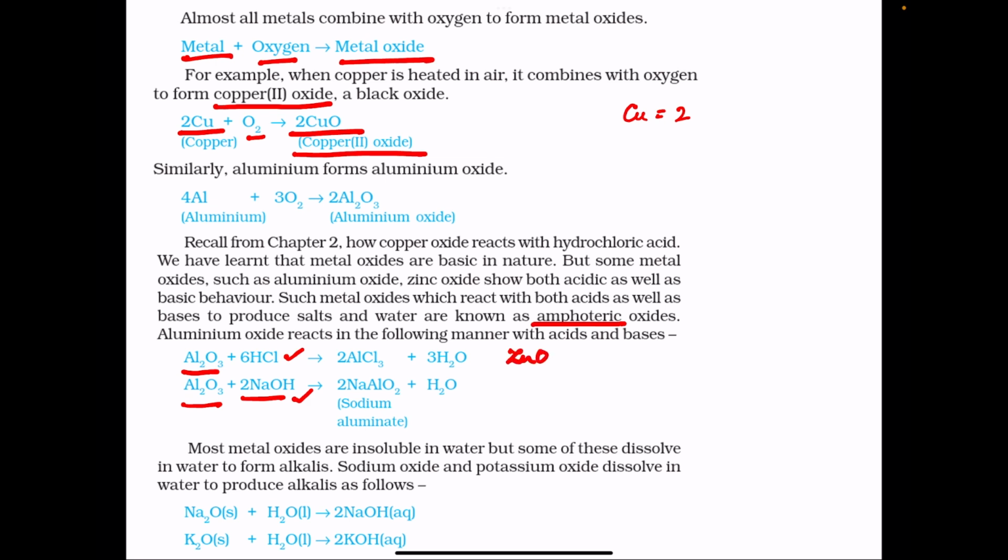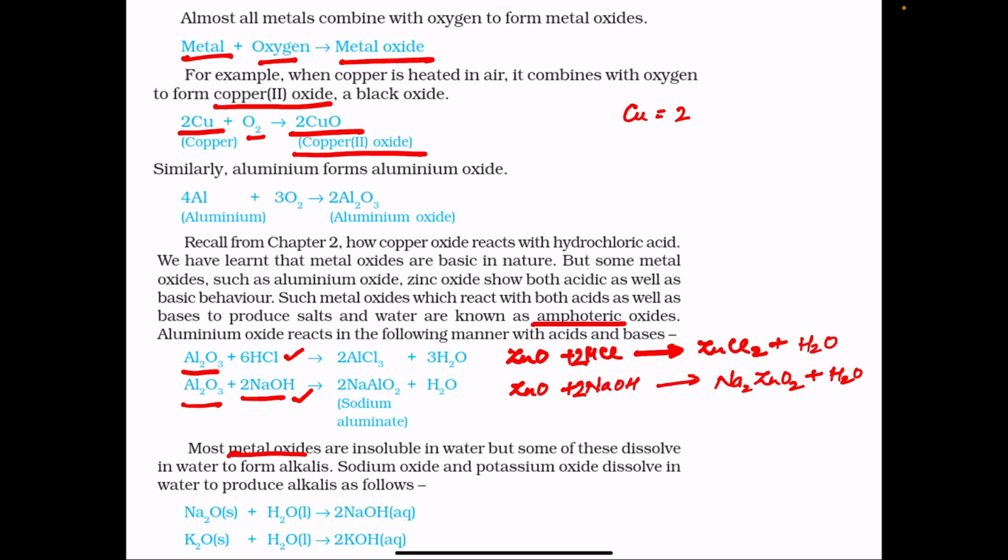Similarly, oxide of zinc is also amphoteric. Zinc oxide reacts with HCl to form zinc chloride plus water, and zinc oxide also reacts with NaOH to form Na2ZnO2 plus water. This is sodium zincate. Now balancing the equation, this is 2HCl and this will be 2NaOH.